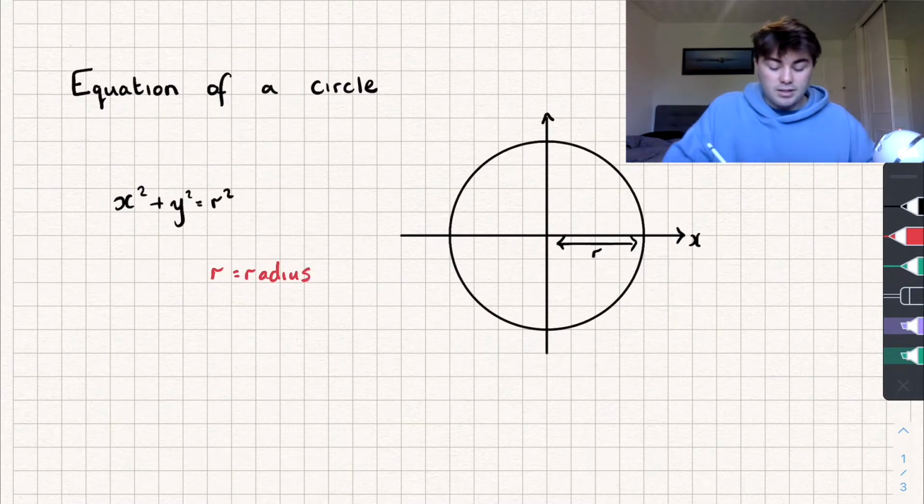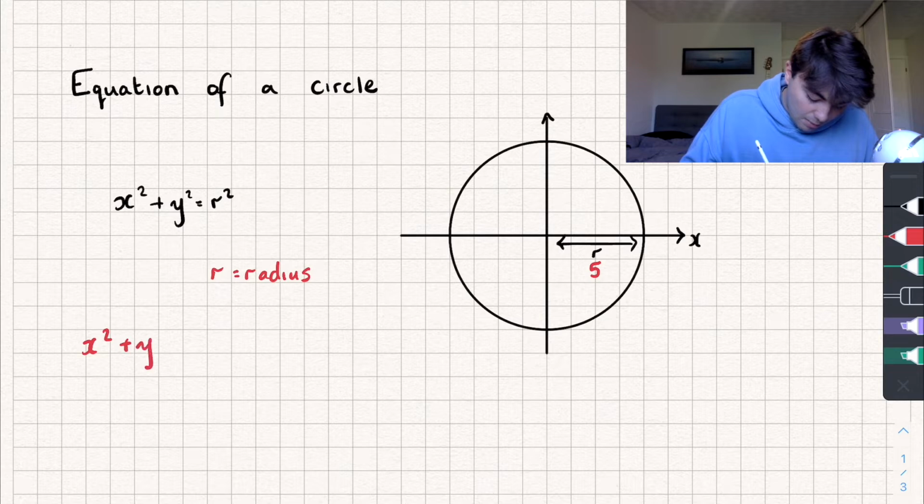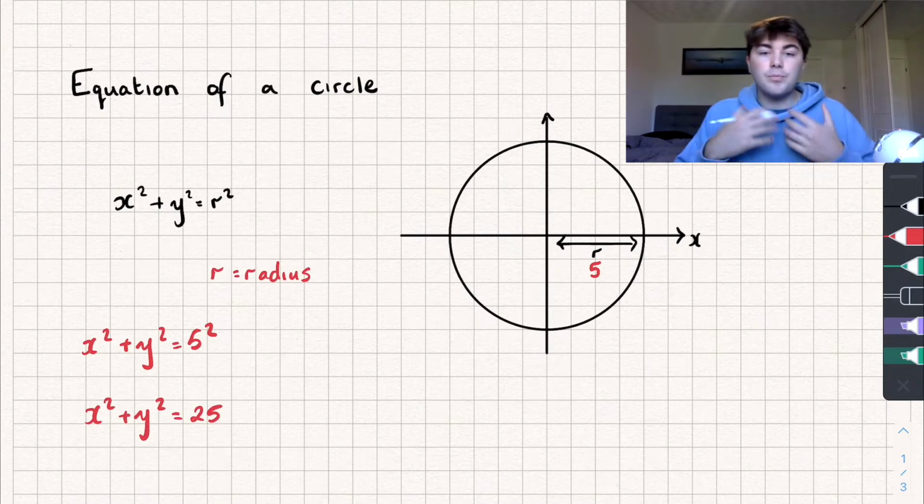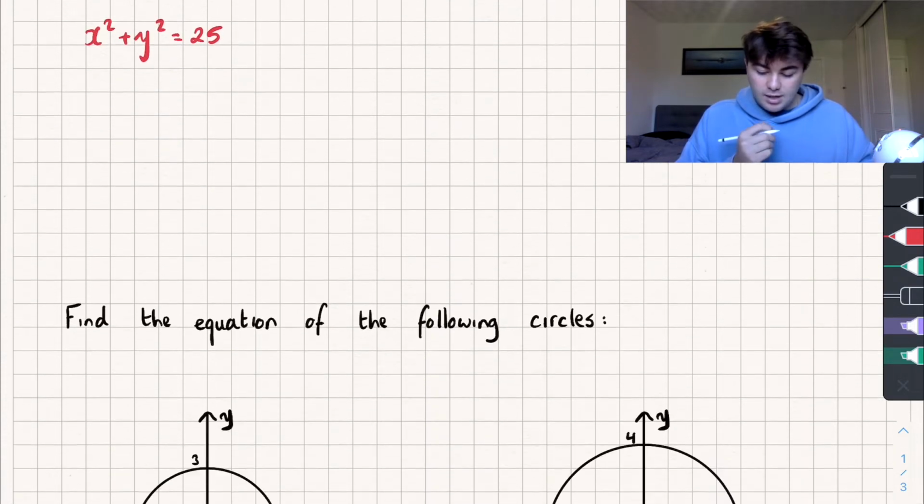And so in this example here, say we had a circle with a radius of 5, then the equation of that circle is just going to be x squared plus y squared equals 5 squared. Or, if you wanted to, you could write it like this, x squared plus y squared equals 25. So it's up to you, you can write it either way because they're both the same equation. So let's take a look at some examples.